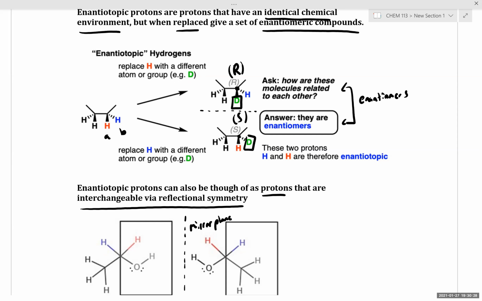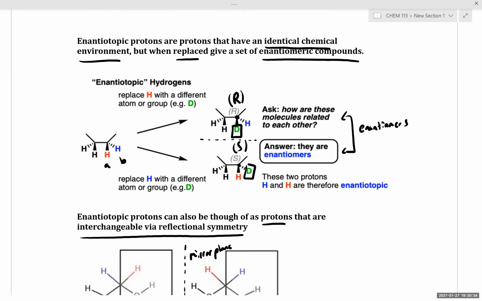Are these protons still considered homotopic? They have the same chemical environment in most solvents. So they're like homotopic protons, but this subtle distinction is important because there are ways to distinguish enantiotopic hydrogens under very special conditions.